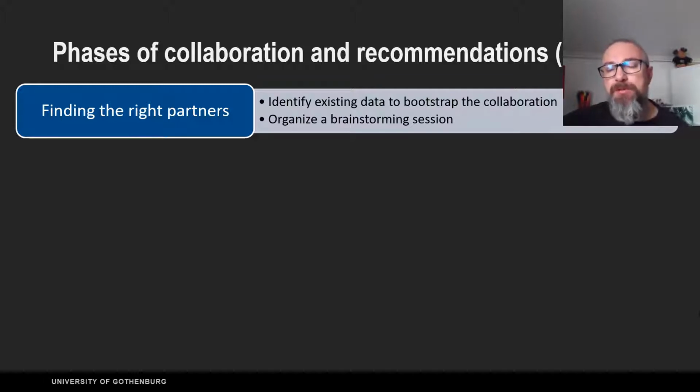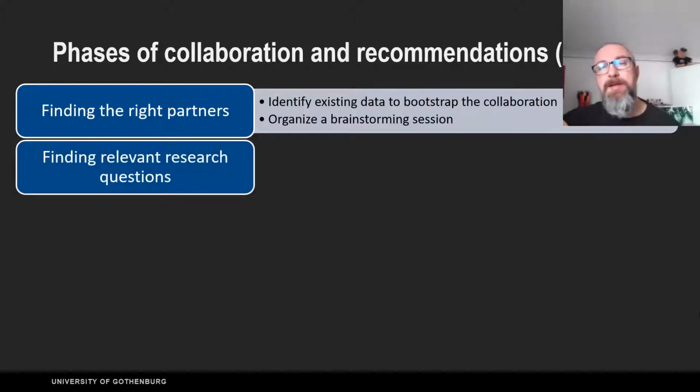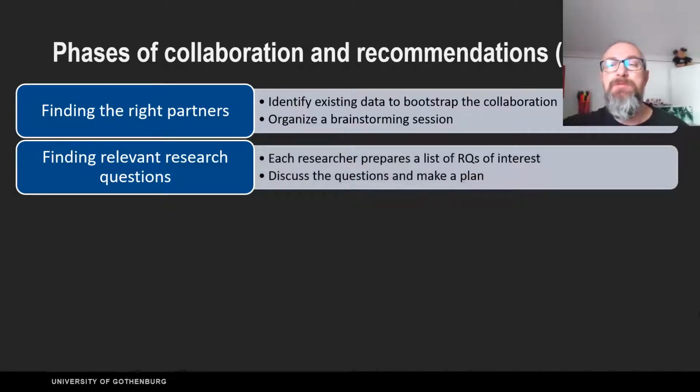Now, of course, once we do that, the important thing is to go home to your respective domain and start thinking about research questions. So if I'm going to do this study as a software engineer, what do I want to get out of that? So we came up with this way that you should prepare a list of questions, everyone involved in the study that you're interested in, and then discuss and make a plan of that.